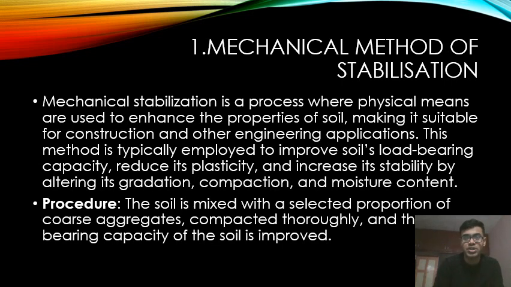The mechanical method of stabilization is a process where physical means are used to enhance the properties of the soil, making it suitable for construction and other engineering applications. The physical mode of use of any material is called its mechanical properties. This method is typically employed to improve the soil's load bearing capacity, reduce its plasticity, and increase its stability by altering its gradation, compaction, and moisture content. Using the roller, we are using this compaction method. So this is the main objective of mechanical stabilization.